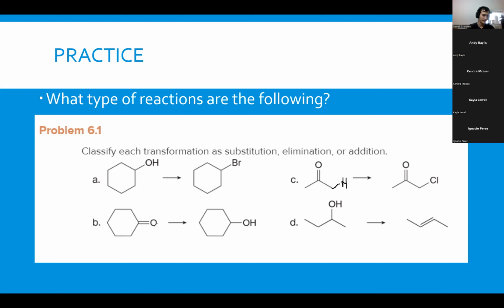We start with a pi bond, we end without one. Right, so we're subtracting a pi bond, we're adding 2 hydrogens. Make sense? Great. Okay. We're not going to do D.